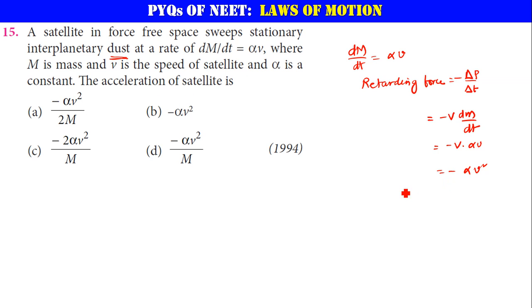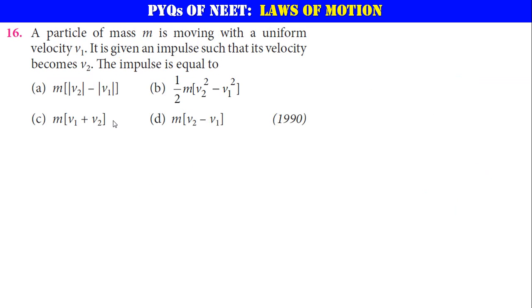Now you want to find the acceleration. a is equal to the retarding force divided by mass. It's nothing but minus alpha v square by, what is the mass of the satellite? Yes, capital M. So minus alpha v square by capital M, that is the correct answer. Clear?